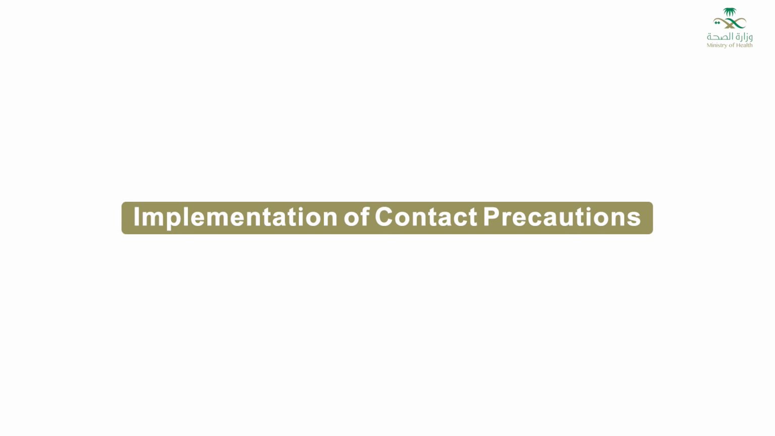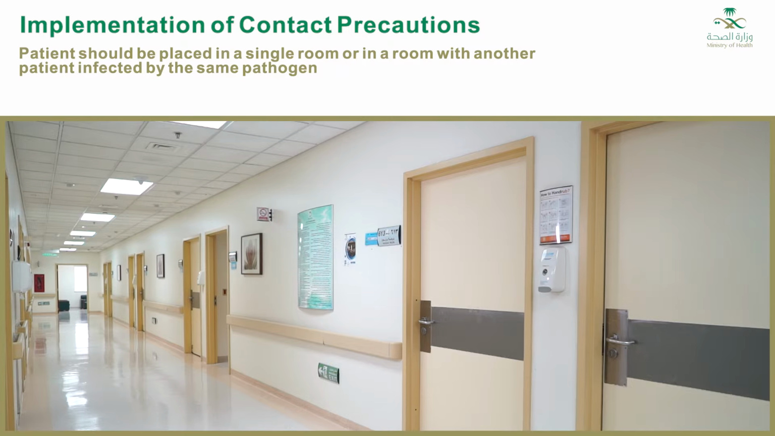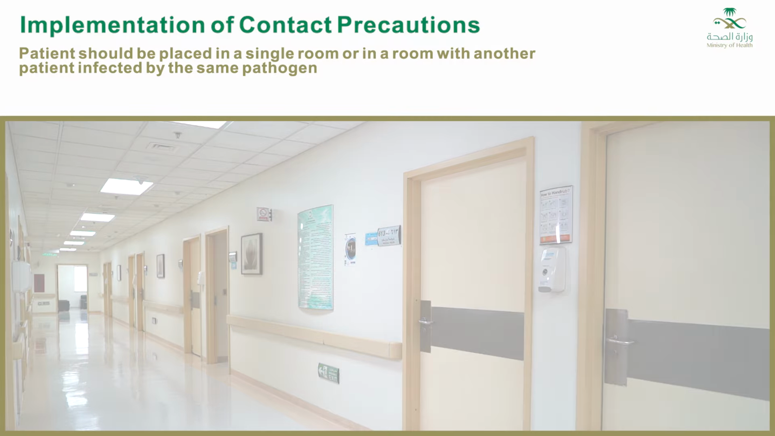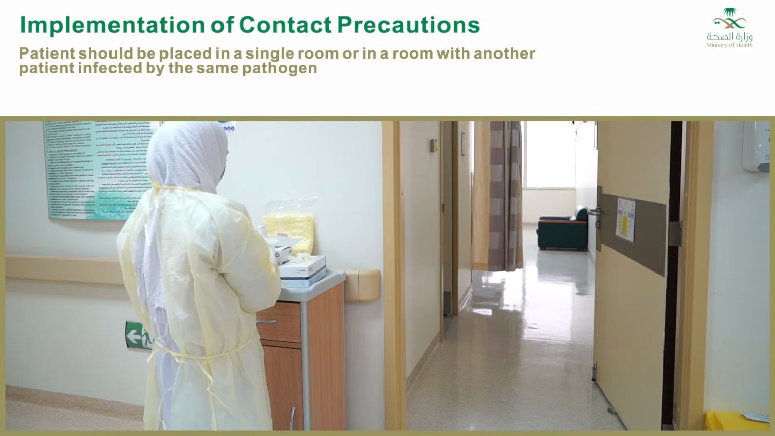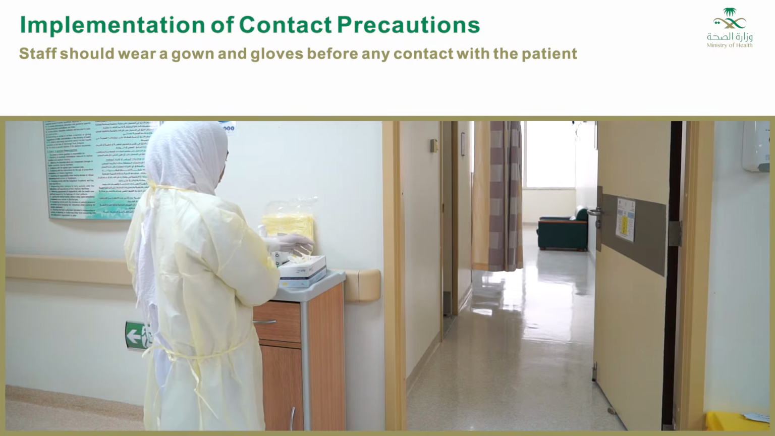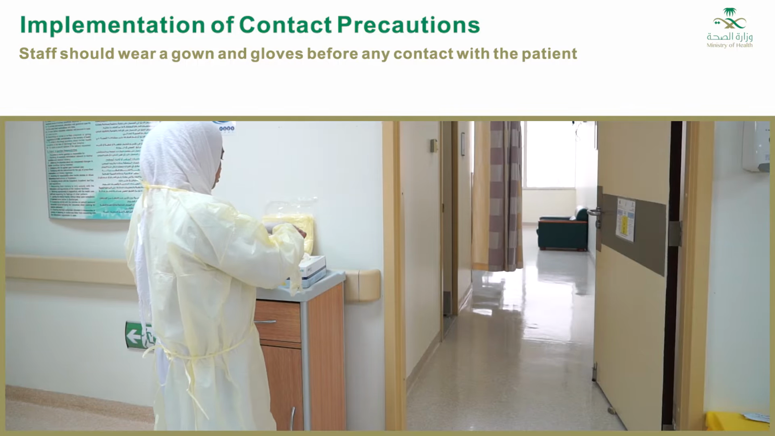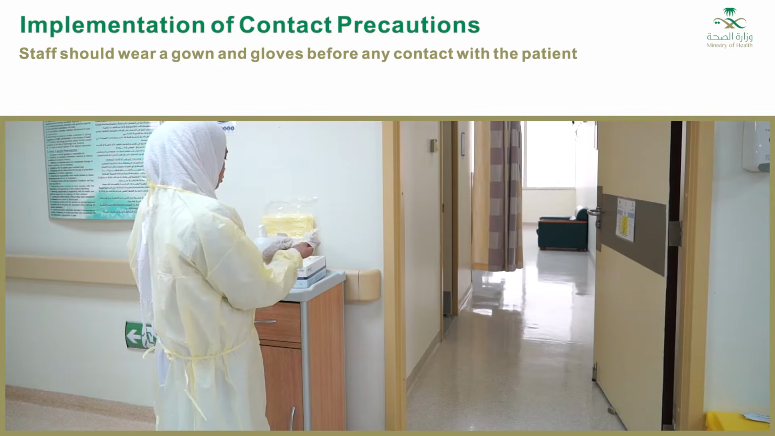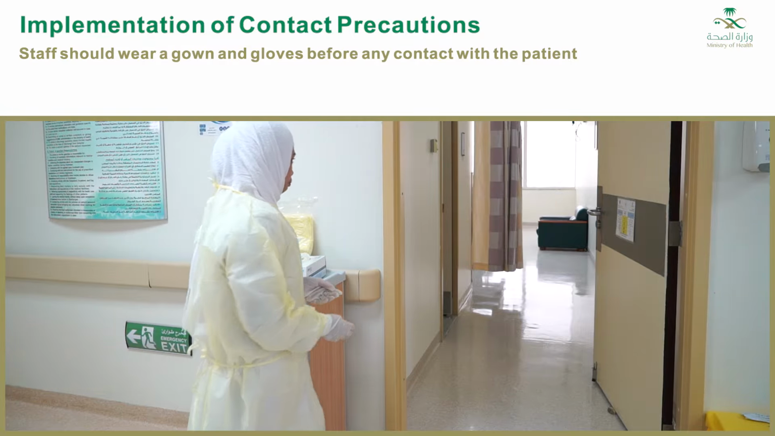Implementation of contact precautions. The patient should be placed in a single room if available, and the door can remain open. If single rooms are not available, patients who are infected or colonized with the same microorganism may share a room. Staff should wear a long-sleeved gown and gloves for all interactions that may involve contact with a patient or the patient's environment. In addition, the staff should perform hand hygiene prior to entering and immediately after leaving the patient's room.